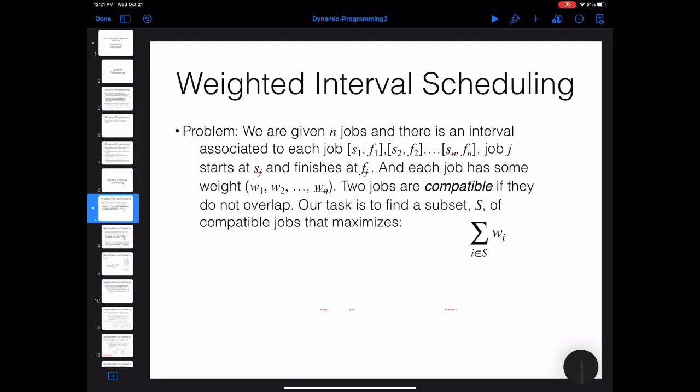And for each job there is some weight associated to that. So the problem is I wanted to find the set of jobs that I can do without any conflict that maximize the summation of the weights.